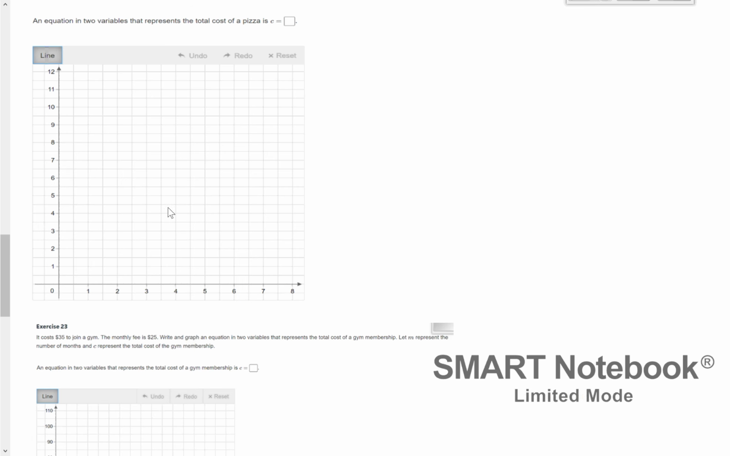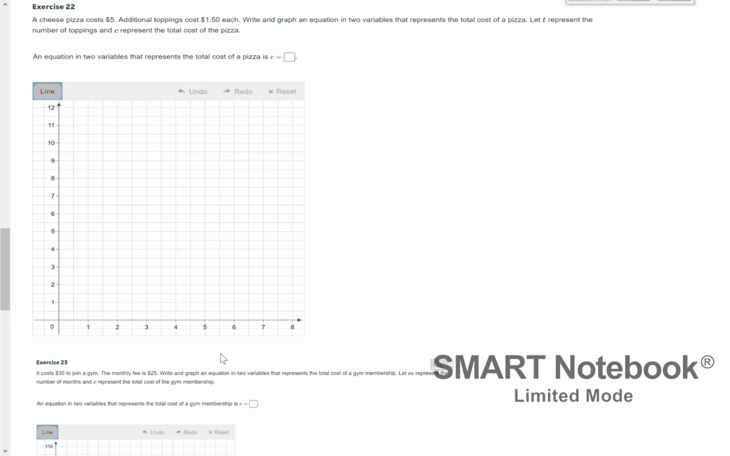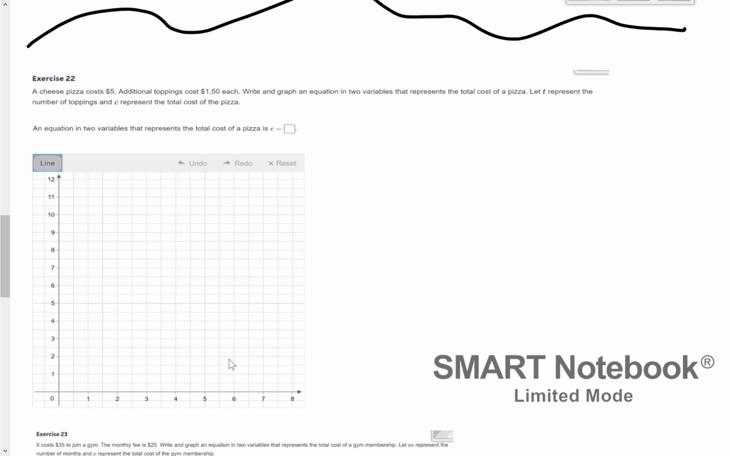Exercise 22. We can do the first one together. I want you to do the second one on your own. A cheese pizza costs $5. Additional toppings cost $1.50 each. Write and graph an equation in 2 variables that represents the cost of a pizza. Let T represent the number of toppings and C represent the total cost. So we are not going to be using X and Y.